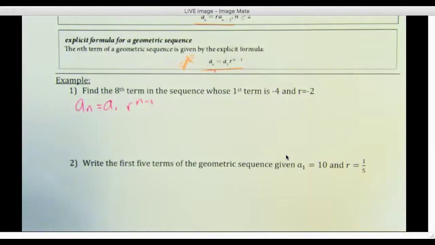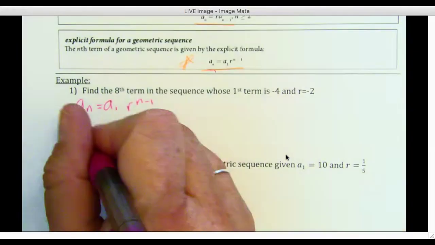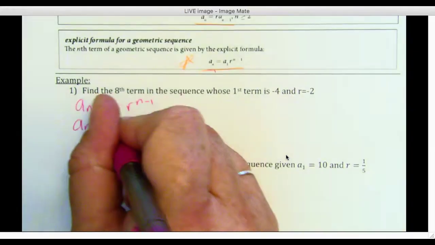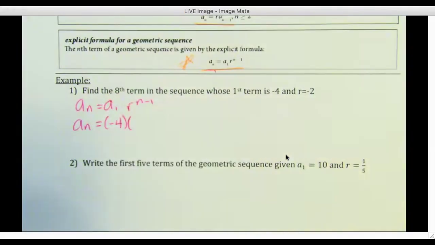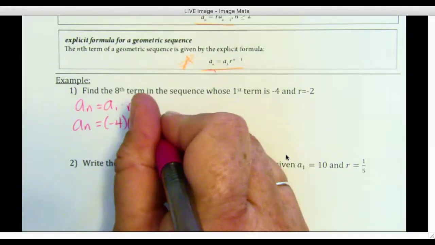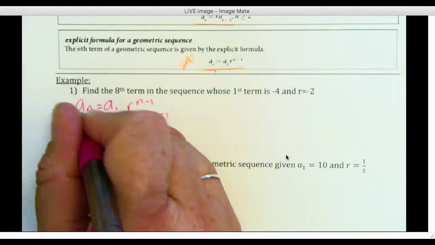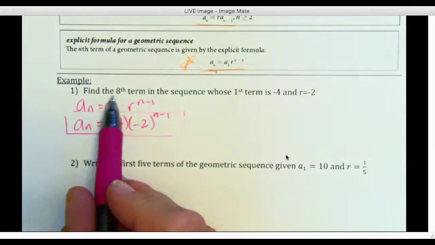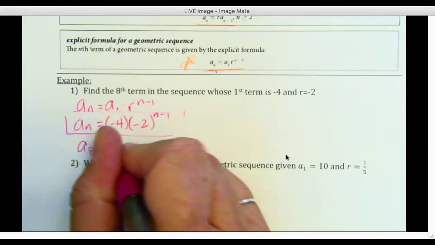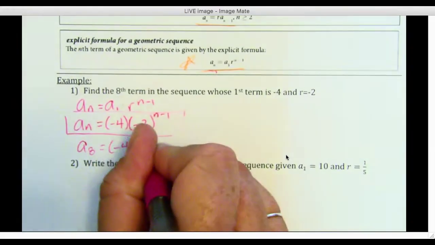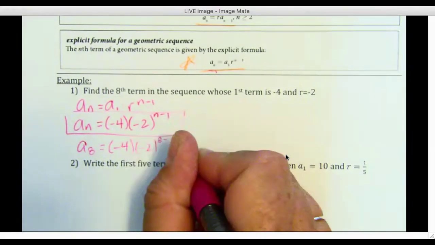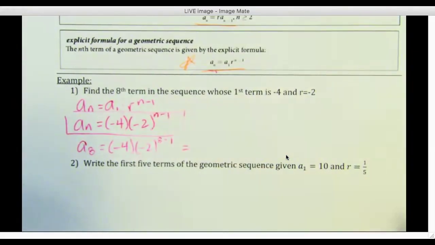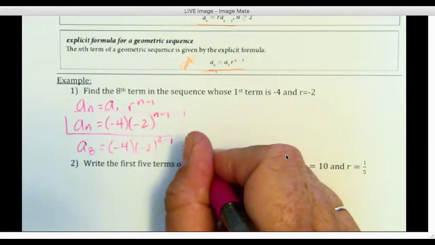And I can plug in the information I was given. My first term is -4, and my common ratio is -2, to the n minus 1 power. And so that's the general form of my sequence. So I can find the 8th term by plugging in 8 and then minus 1. So -2 to the 7th power is -128, times -4 would give me 512.